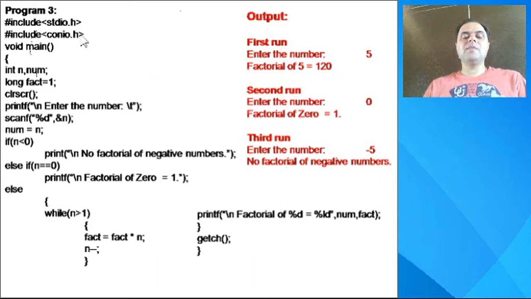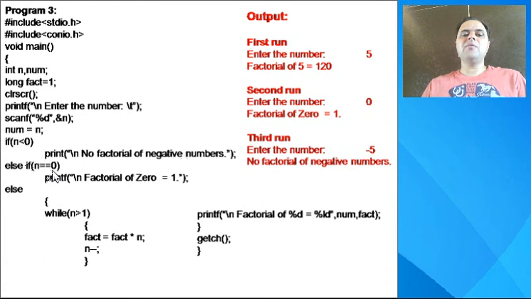So here we have to find the factorial of a number. You know what a factorial is. For example, the factorial of 5 is 5 into 4 into 3 into 2 into 1, that is 120. So here I have taken an integer variable n and num, and a long variable fact, because the factorial of a number will always be large. So enter the number of which you want to calculate the factorial. I have assigned that value to n and num. If the value of n is less than 0, we know we don't have a factorial of a negative number, so 'no factorial of negative number' will be printed.